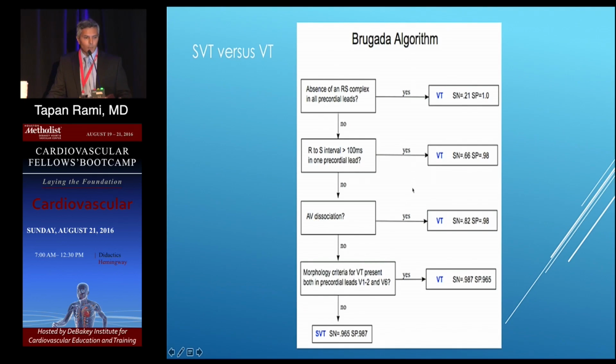There's another algorithm that also has some useful pearls, the Vereckei algorithm, where if you see positivity in the initial portion of aVR, think of where aVR is. aVR is up here. So if your activation is coming from the top to the bottom, it should be negative. If it's actually going upwards towards aVR, it's going to be positive. So that's going to be VT.